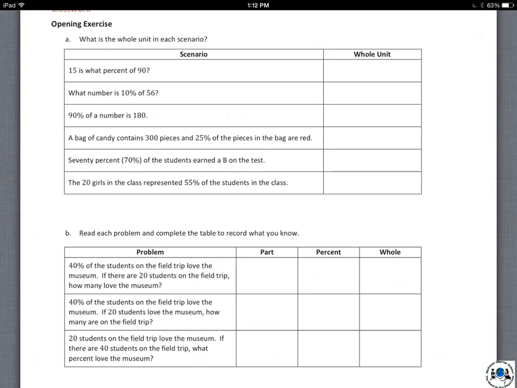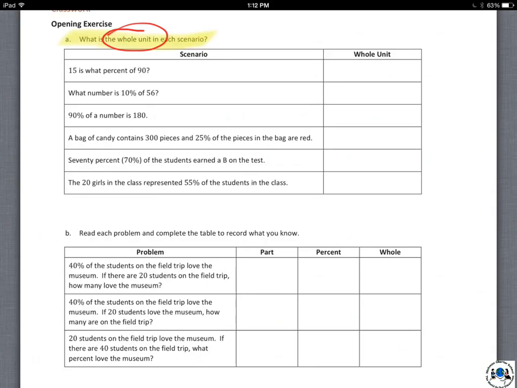Let's move on now to this opening exercise. In Part A, I'm going to have you pause here and go ahead and tackle Part A. In Part A, we are only interested in the whole. What is the whole in these different scenarios? Read the scenarios on the left, and then write what that whole unit is.